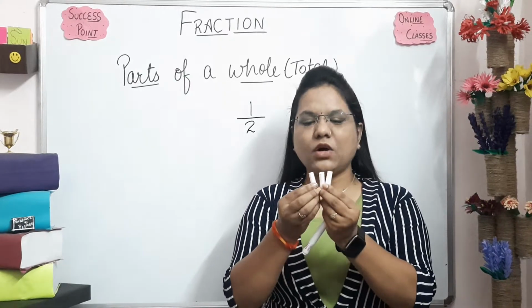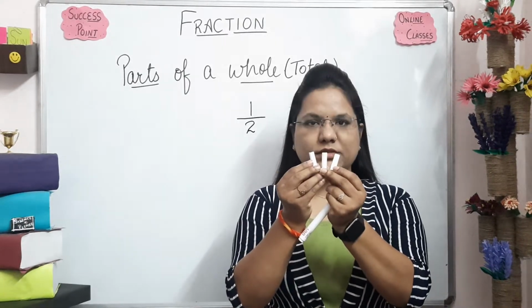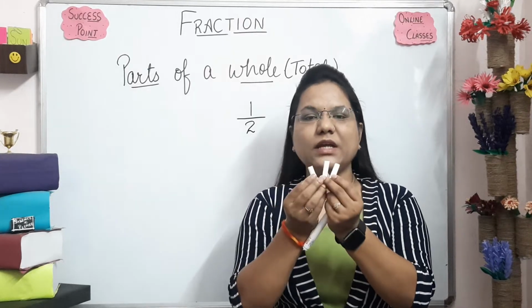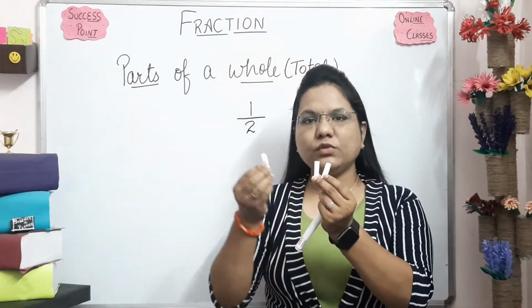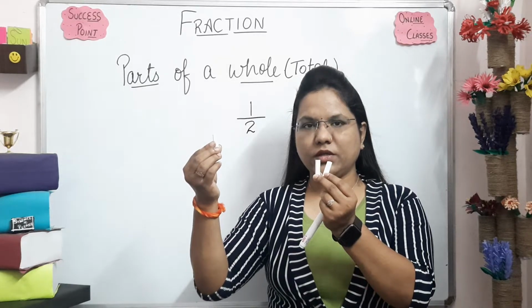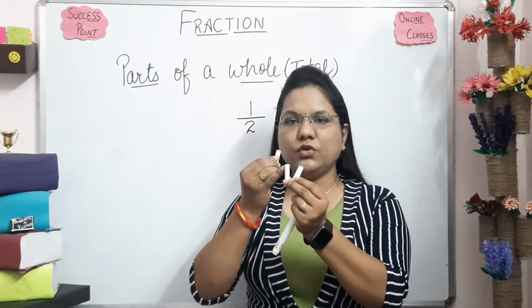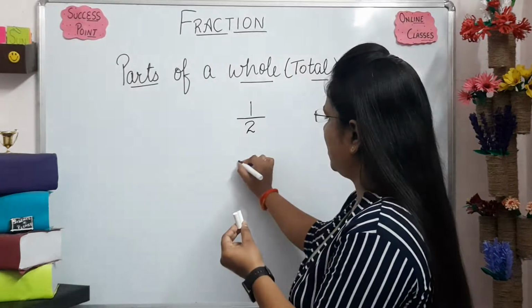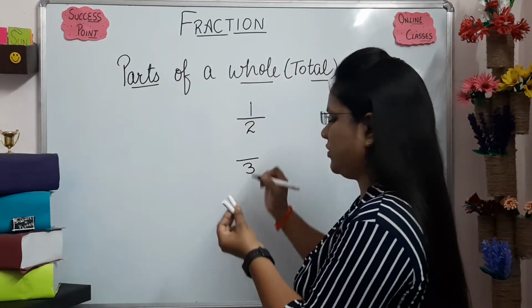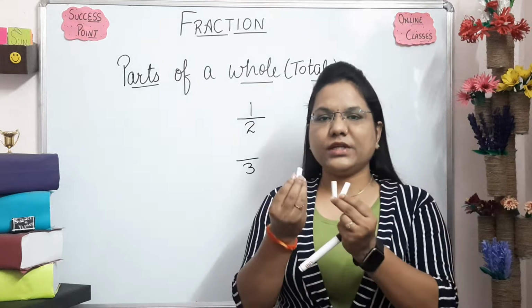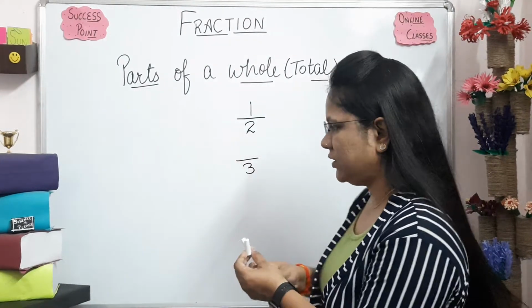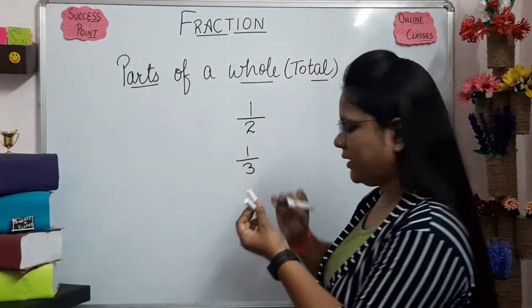Now I break this chalk into 3 parts. 1, 2, 3, and all these 3 are equal. I want to check the fraction for this one. So total 1, 2, 3. We will write it down. It will be 3, and I want to check the fraction for this one. It's 1. So answer will be 1 by 3.